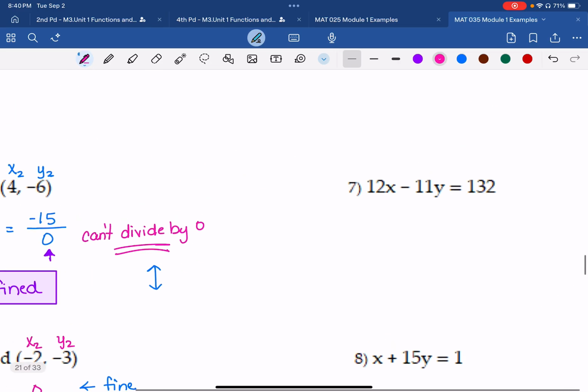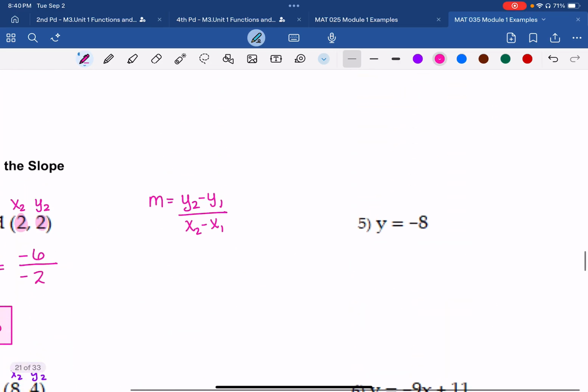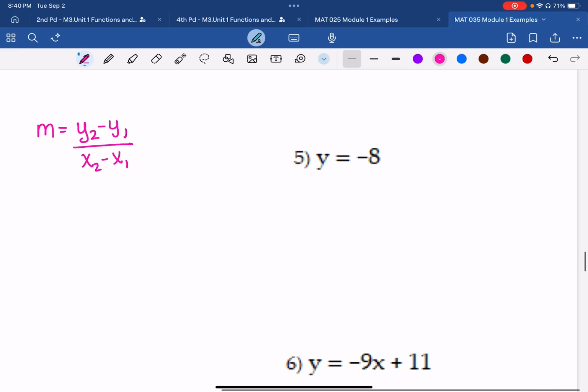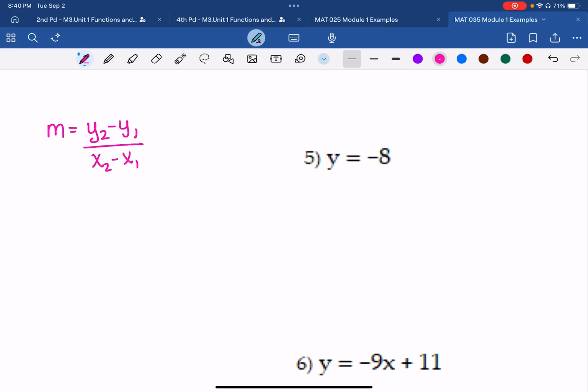All right, example 5. So here, this is y equals -8. And so this does not have an x value. It's a horizontal line. All the y's are going to be the same. They're all going to go through -8. And so this is one you just need to know that the slope is 0. Anytime it's a horizontal line, the slope is 0.